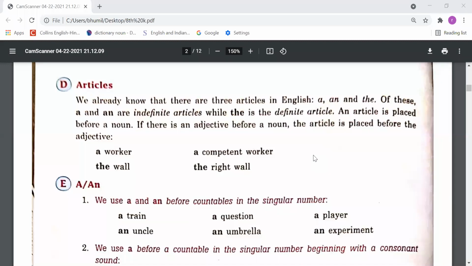Come to the next page. So dear students, basically in today's class, we need to understand about the articles, which means how to use a, an, and the.